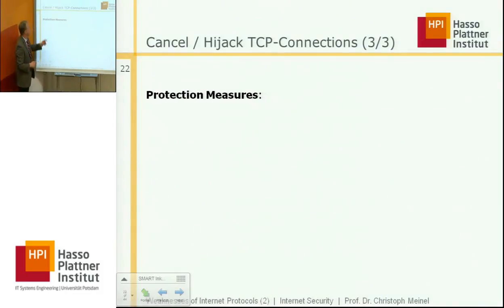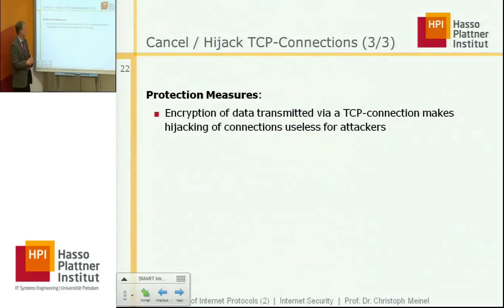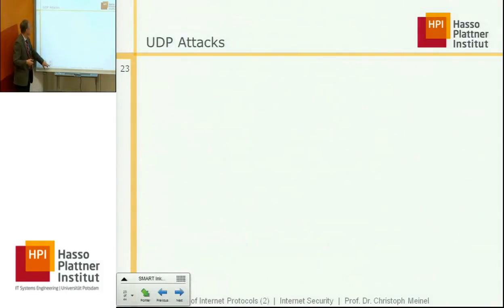What are protection measures against canceling and hijacking TCP connections? First, if the data communicated via such a TCP connection are encrypted, then even hijacking does not pose any danger, because the attacker cannot understand the content of the packages he is receiving after hijacking the connection, because the packages are encrypted.